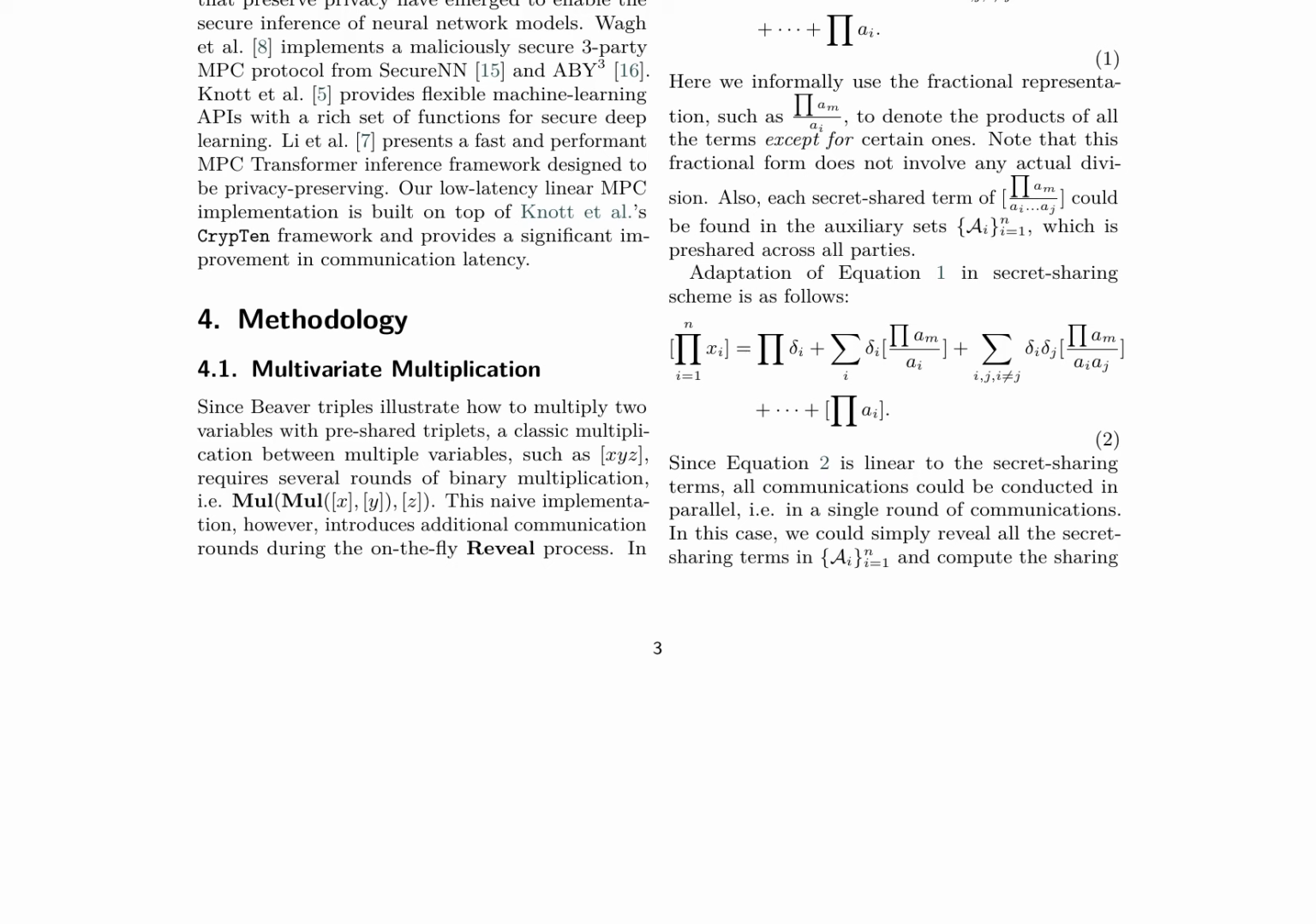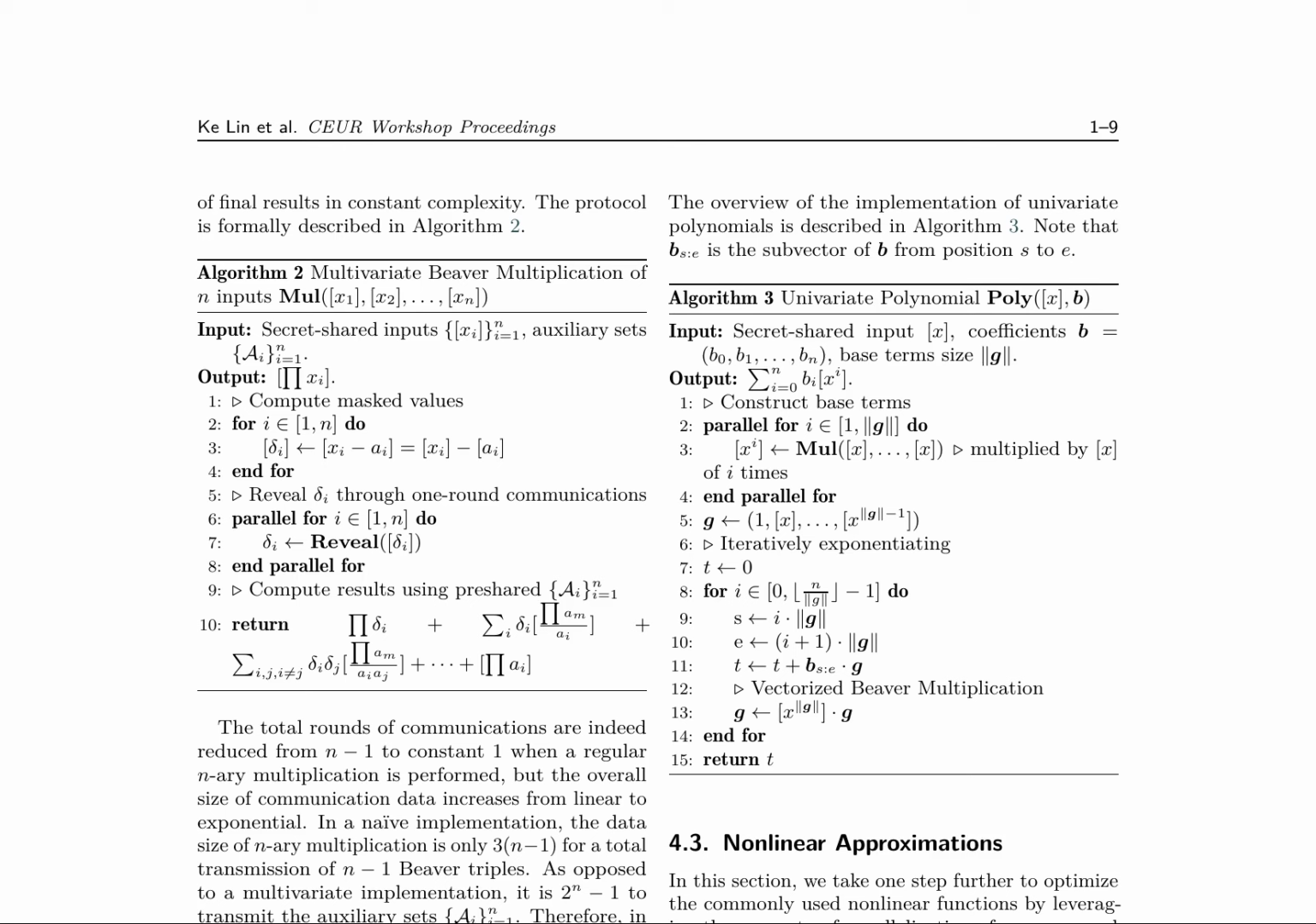The authors build upon previous work, including Knott et al.'s CrypTen framework, to provide a low-latency linear MPC implementation. This novel approach has the potential to revolutionize the field of MPC in deep learning, ensuring privacy-preserving computations with enhanced efficiency. The authors introduce the multivariate Beaver multiplication protocol, detailed in Algorithm 2, which facilitates the multiplication of secret shared inputs with constant complexity. This protocol involves computing masked values, revealing them through one-round communication, and then computing the final result using pre-shared auxiliary sets.